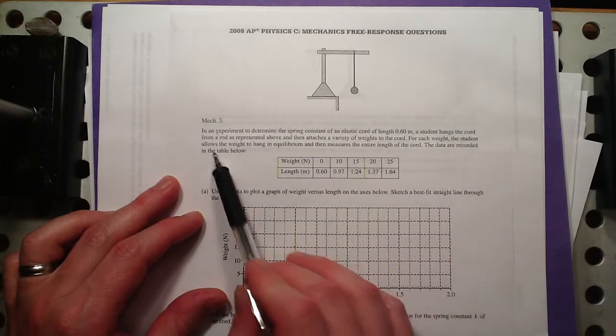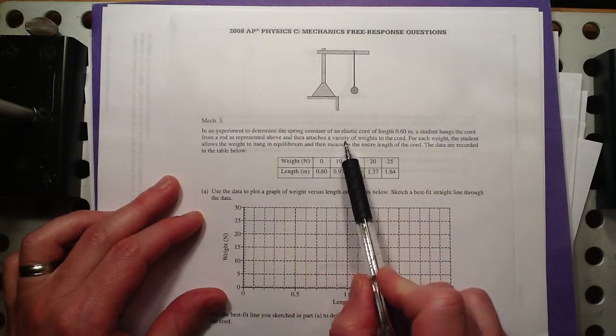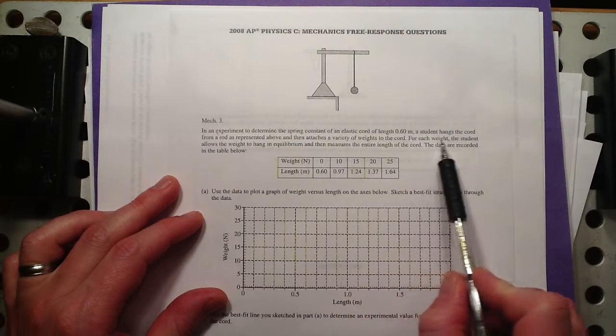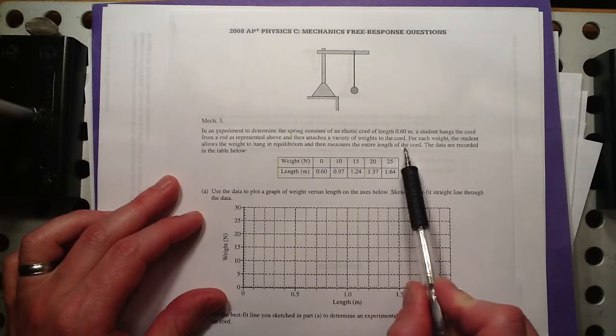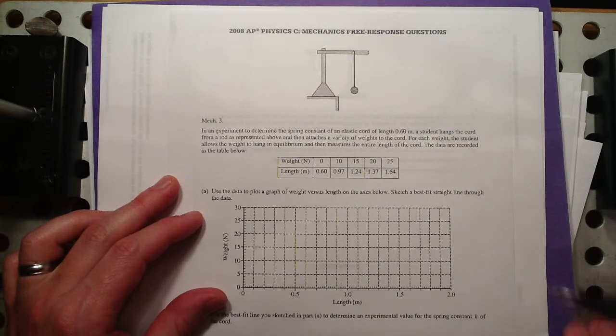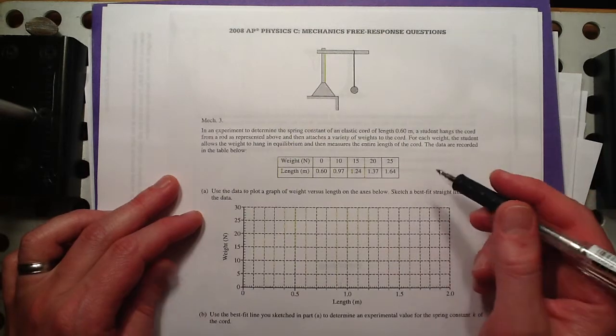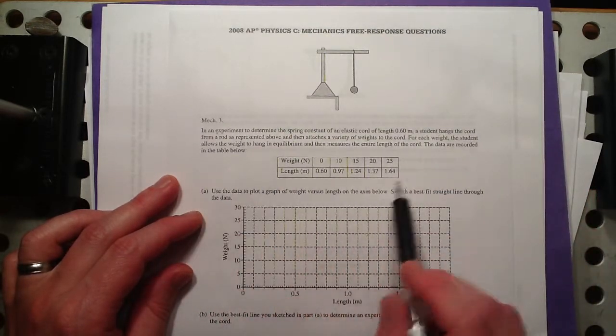the student hangs the cord from a rod as represented above and then attaches a variety of weights to the cord. For each weight, the student allows the weight to hang in equilibrium and then measures the entire length of the cord, much as you did when you measured the spring constant of the slinky in your bungee jumper lab. The data are recorded in the table below.